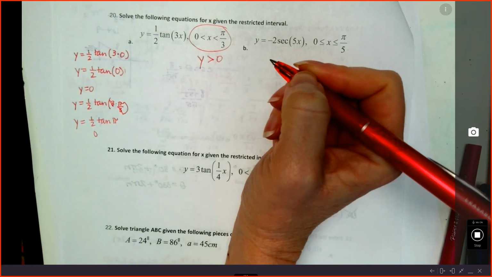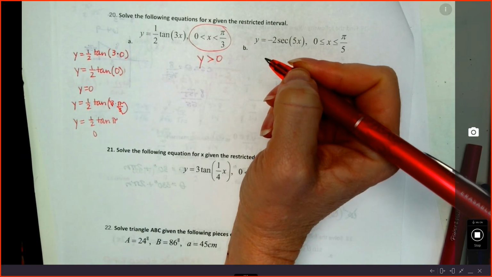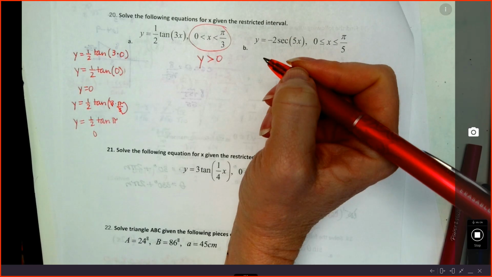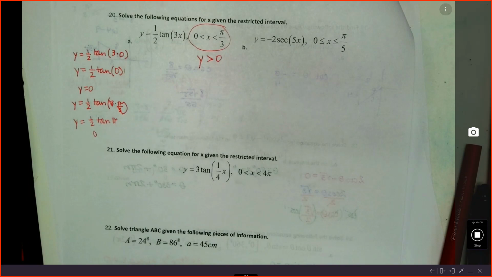I did not get 0 for 1/2 tan pi. I got 0.02. Are you in radians? Yeah, but just give me the wrong answer. Yeah, I got 0.